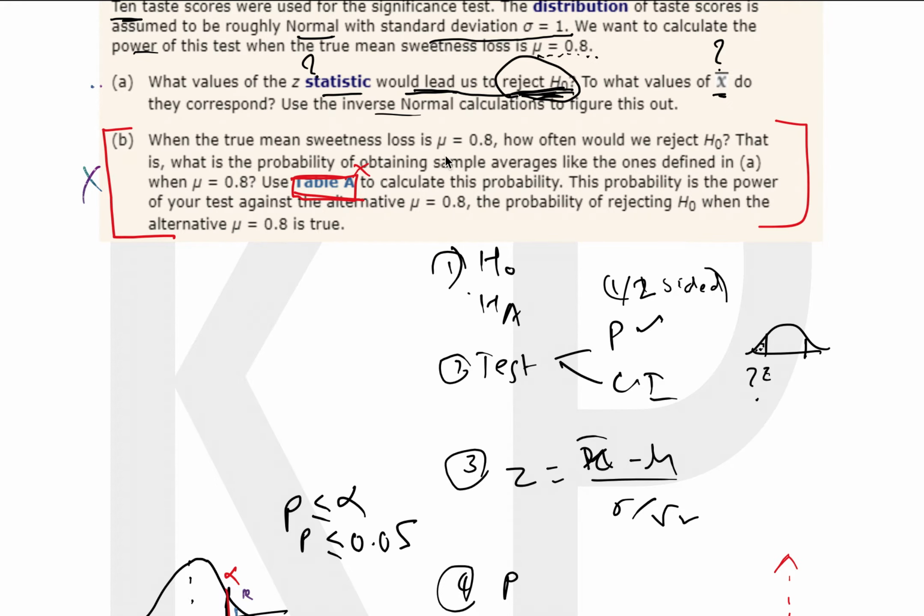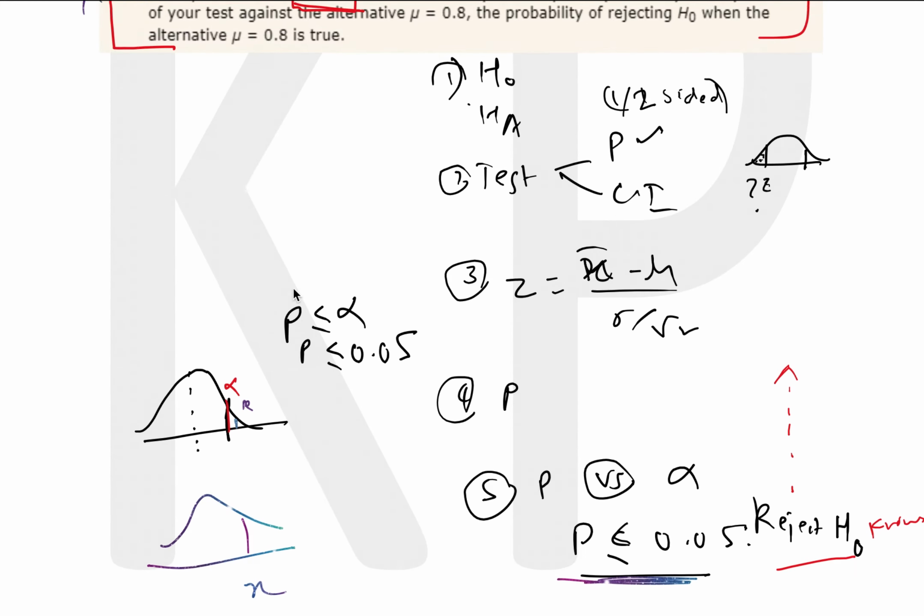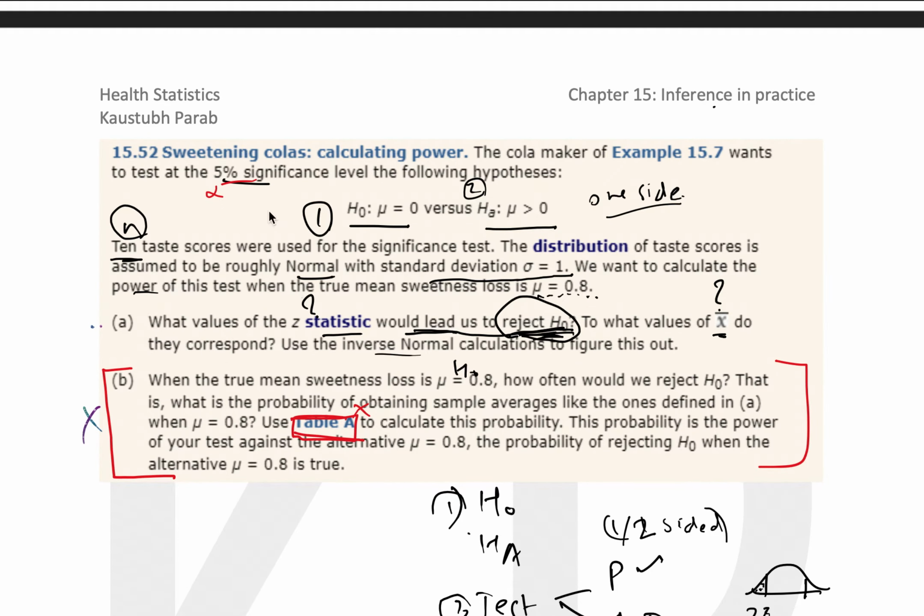So true mean is nothing but alternative. In this case, our alternative hypothesis is mu equal to 0.8, and our null hypothesis is mu equal to 0. Right? So read carefully in this particular question, I just want to highlight what they are asking. When the true mean sweetness is mu 0.8, that's nothing but alternative.